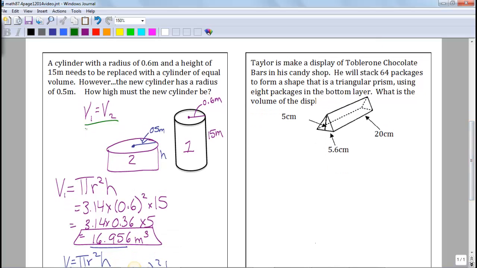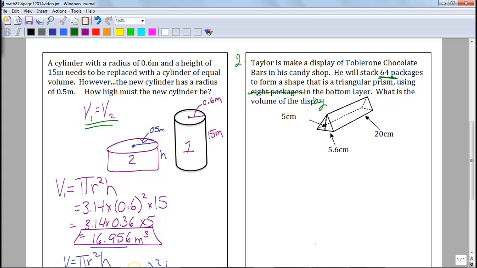Now you'll definitely have some like this in the future. Number 2 here says Taylor is making a display of Toblerone chocolate bars in his candy shop. So you see a picture of that there. He's going to stack 64 packages to form a shape that is a triangular prism. Using 8 packages in the bottom layer, what is the volume of the display? Here's the volume of 1 chocolate bar. If I want the total volume and there's 64 packages, I'll just take the volume multiplied by 64. The fact that there's 8 packages in the bottom is just there to trick you. You don't need that.